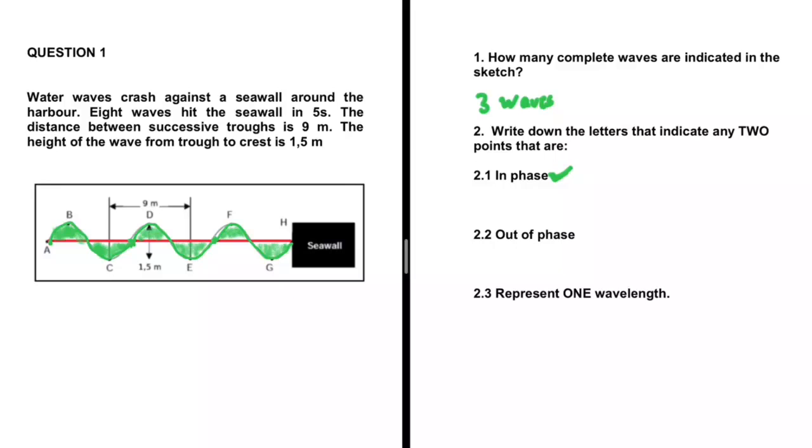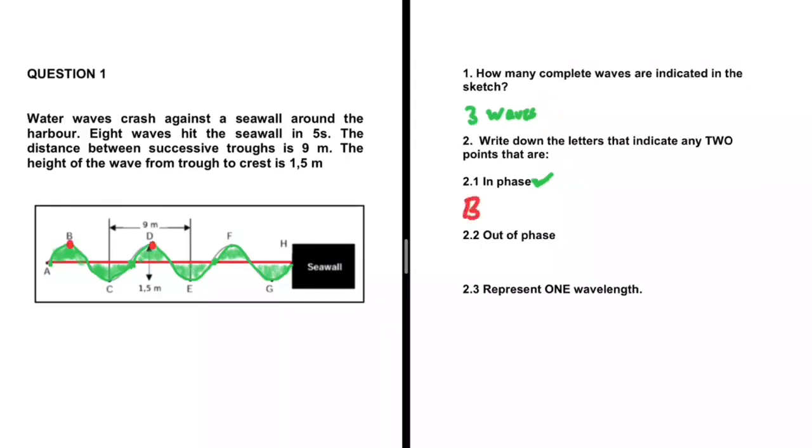For instance, B and D. B and D are 2 points that are in phase. The same is true with C and E. There's 1 wavelength between C and E. So those are other 2 points that are in phase. But kid you not, between C and G, we have 2 points that are in phase because there are 2 wavelengths in between them.